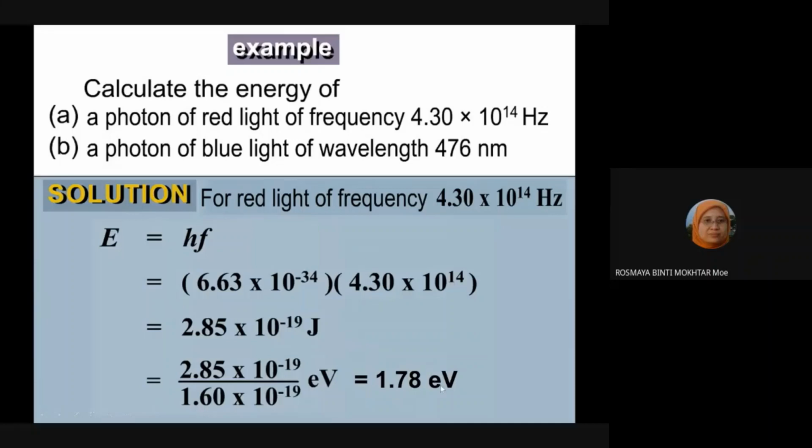So remember that electron-volt is in the form which can be observed, not smaller in value like this one. This is smaller in value.